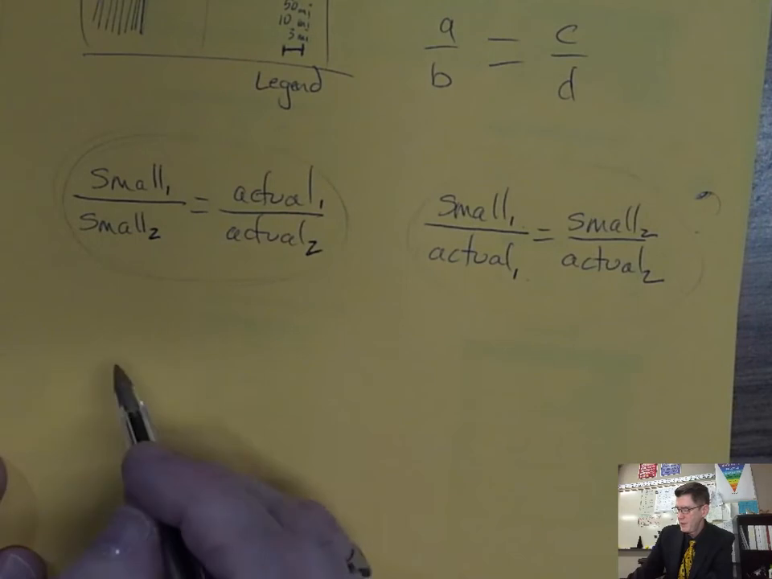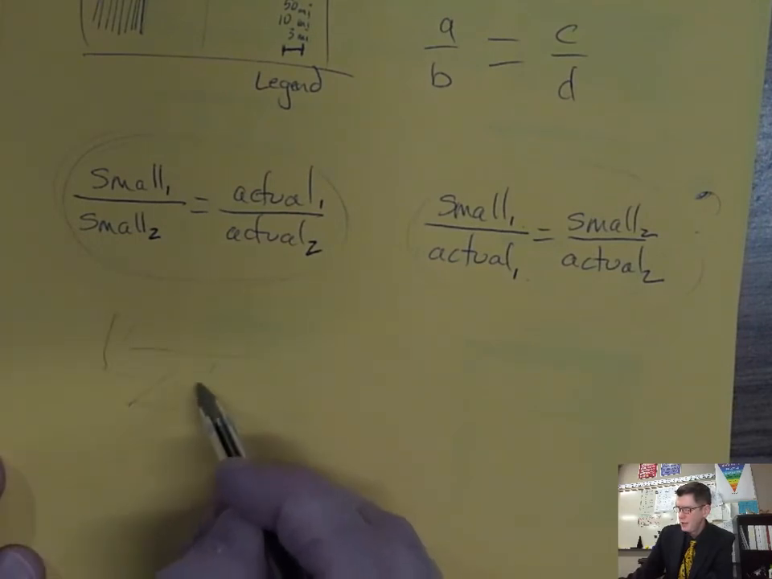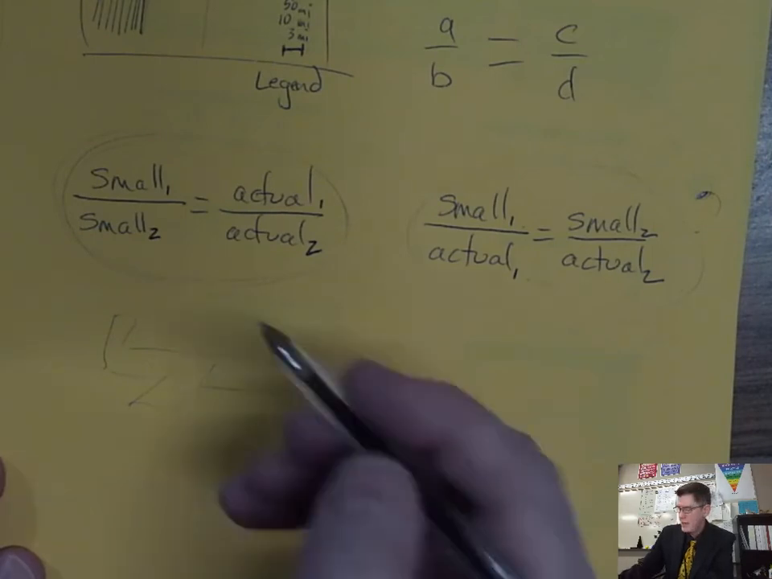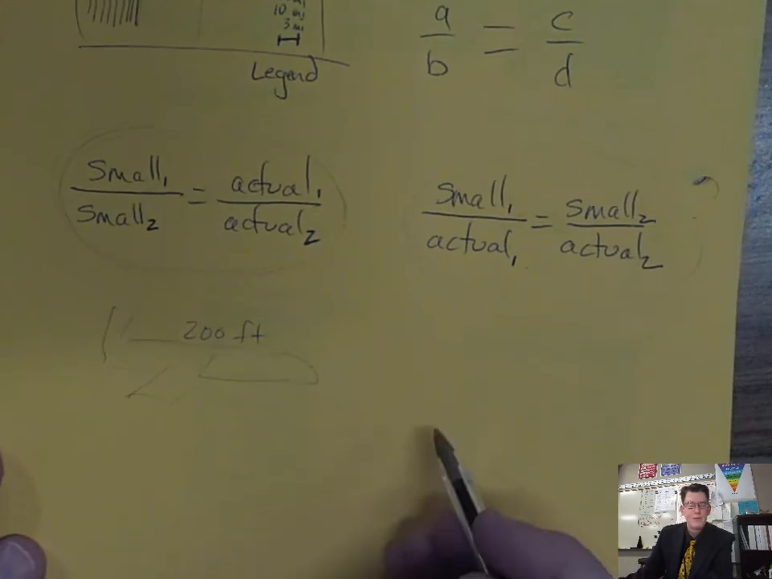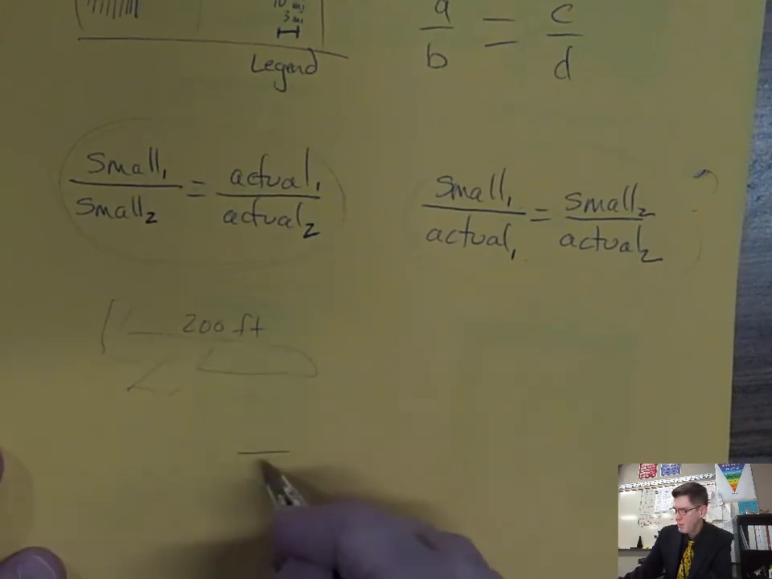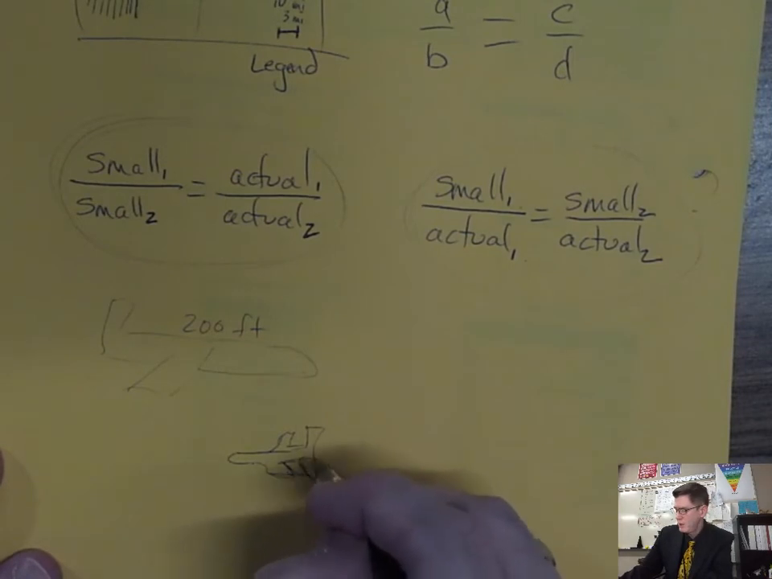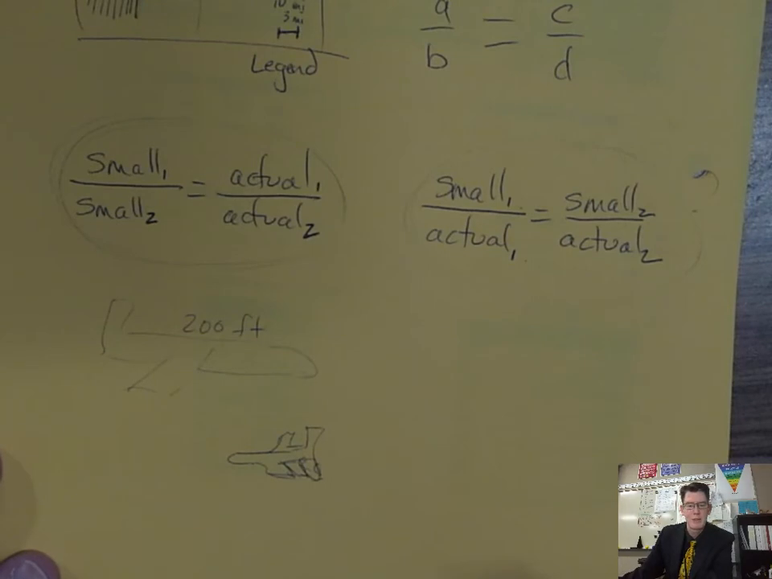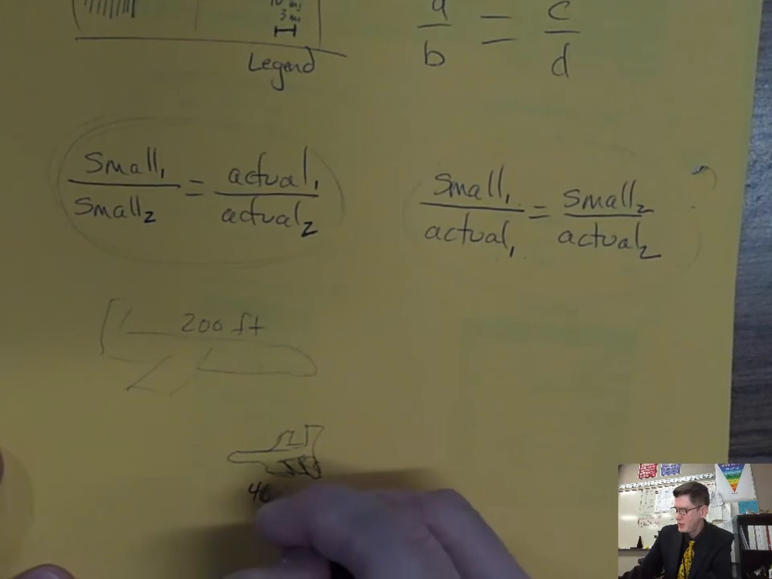For example, if I've got this scale model of an airplane, if the actual airplane right here is, let's say, 200 feet long, and let's say I build this scale model that I hold in my hand of the airplane. I do not know how to draw an airplane, by the way. So let's say I do an actual airplane right there. Does that look like an airplane? Sure doesn't to me. And then let's say this scale airplane is 40 inches.